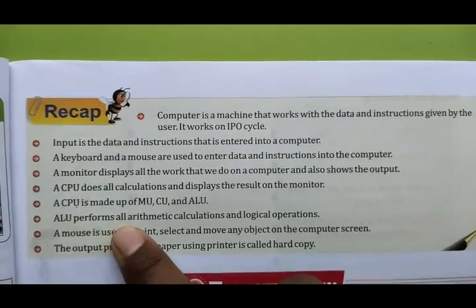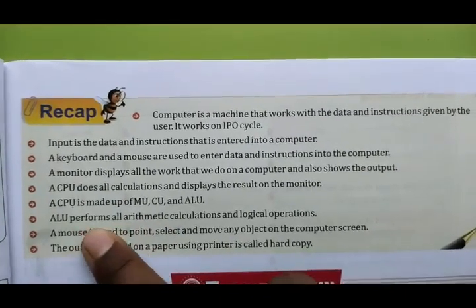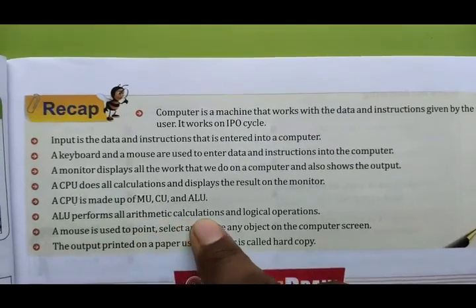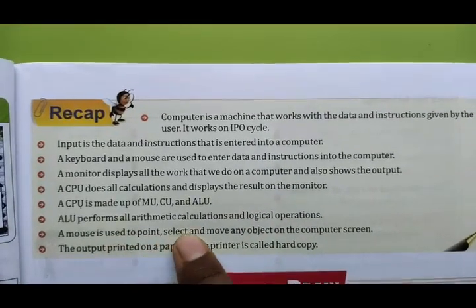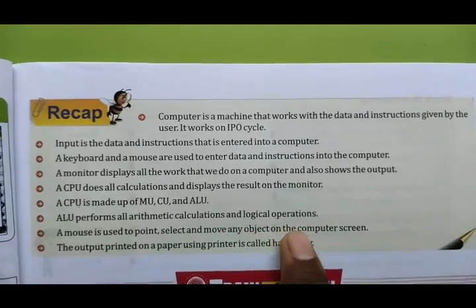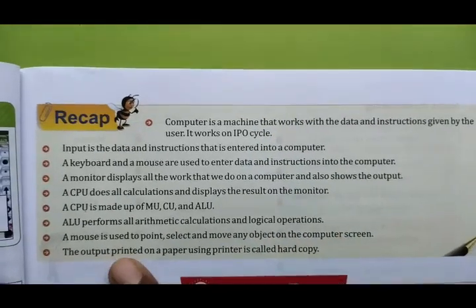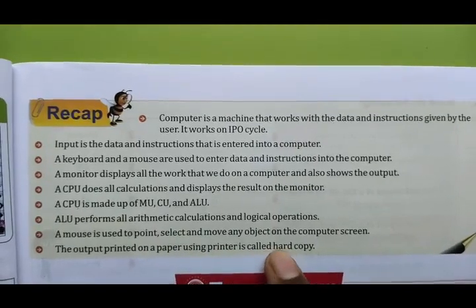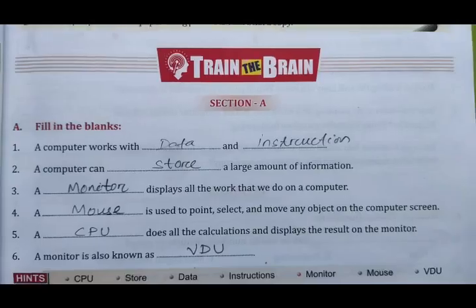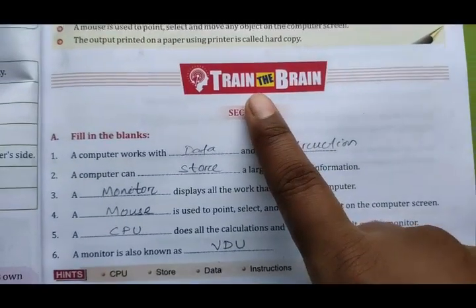ALU performs all arithmetic calculations and logic operations. A mouse is used to point, select and move any objects on the computer screen. The output printed on paper using a printer is called hard copy. Okay, now we will do the activity.